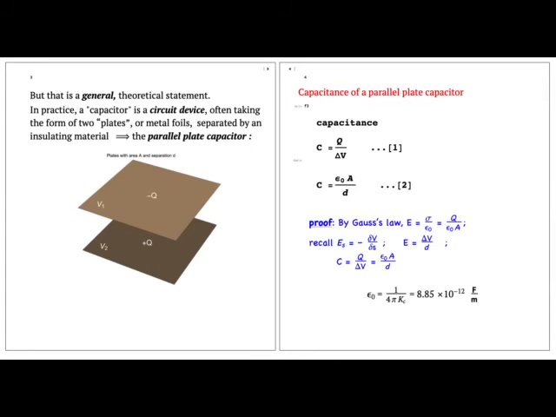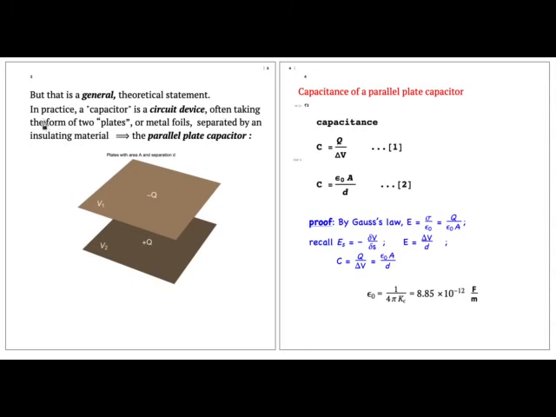All right, we've described what's meant by a capacitor and the capacitance, but that was a very general description. Two conductors, two insulated conductors. In other words, they're not in electrical contact. But now let's get a little more down to earth. In practice, a capacitor is a circuit device found in many electrical circuits.